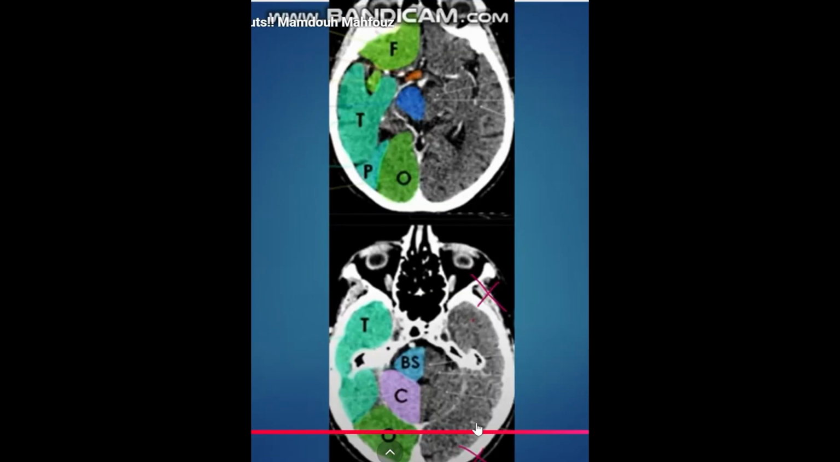When you go down, there is no sylvian fissure here, so this part of the brain is only formed by the temporal lobe and occipital lobe. Temporal and occipital lobe. Okay, I think this is the last part.